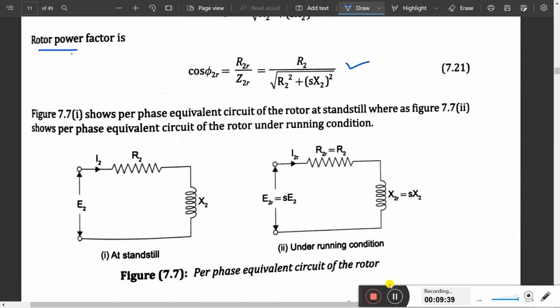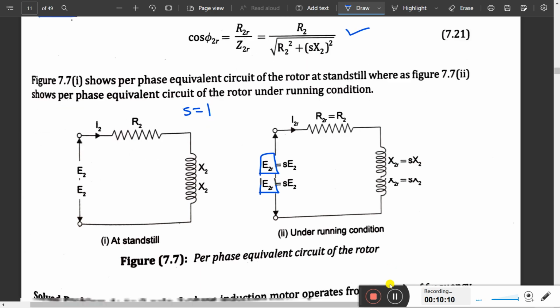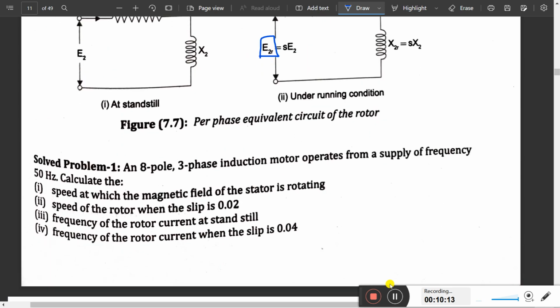Now we will draw the equivalent circuit diagram per phase of the rotor. In case of standstill, we take S equal to 1, and here you will get E2, I2, R2, X2. There is no S value because S is considered as 1. But in the running condition, the rotor voltage is equal to S times the secondary voltage, and R2r is equal to R2 and X2r is equal to S into X2. These are the per phase values.